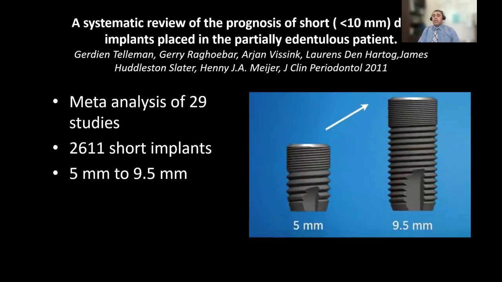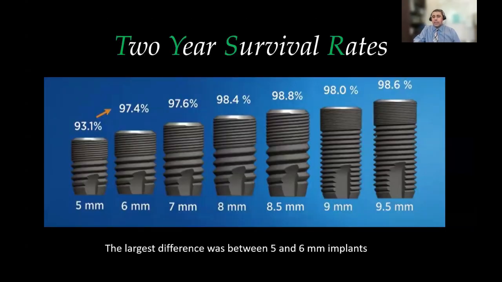And here's a systematic review that actually looked at the prognosis of short implants, again, less than 10 millimeter, placed in partially edentulous patients. This meta-analysis looks at 29 studies. They evaluated 2,611 short implants, and that implant length was anywhere between 5 millimeter to 9.5 millimeter, again, less than 10. And here's the survival rate that's found per implant length. Obviously, the lowest rate was at 5 millimeter. That was 93%, at about 2 years of function. That number increased to about 97% by increasing the length from just 5 to 6 millimeter.